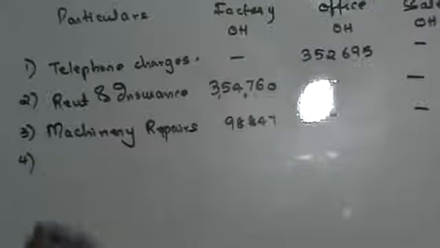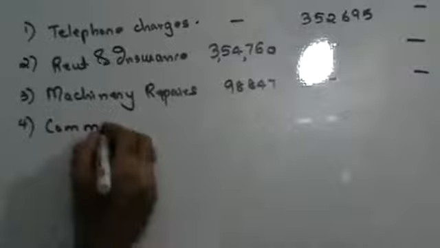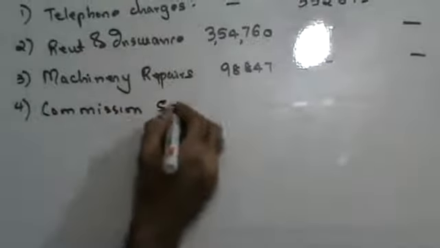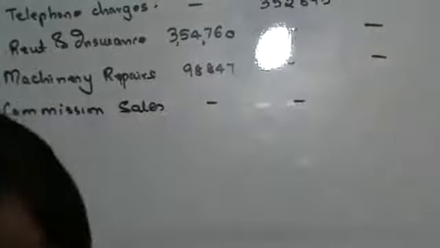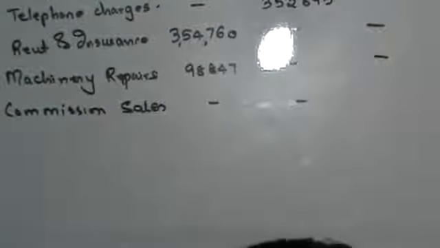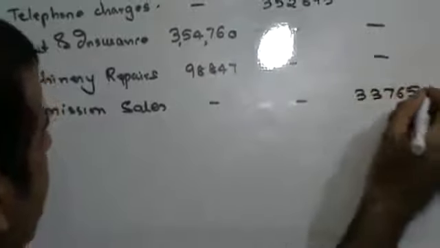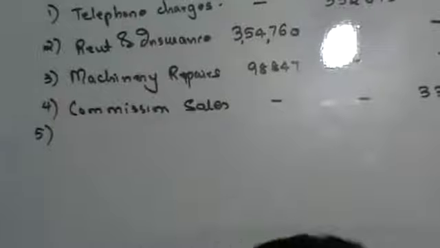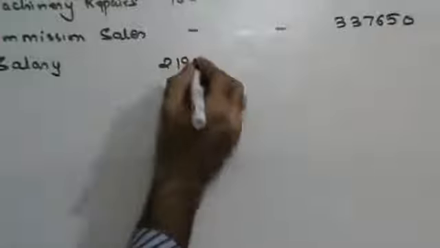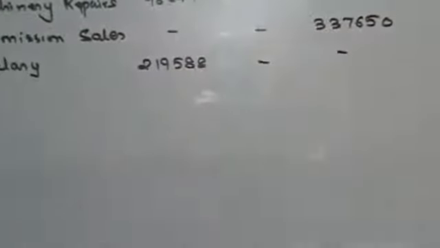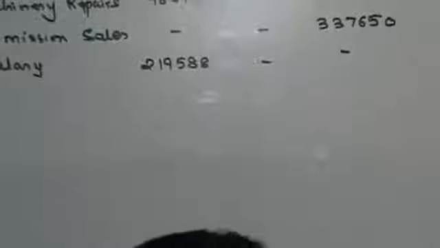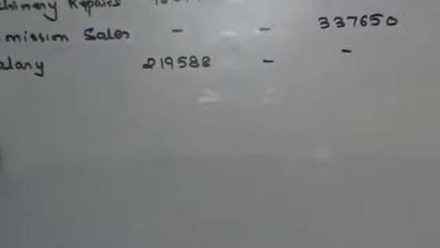Then commission on sales. Commission on sales is going to be a sales expense, so I'll put it in the sales column. Someone please tell me how much it is. 3,37,650. Then you have factory salaries. Factory salary will go in factory. Someone please read the amount to me. 2,19,588. Right?